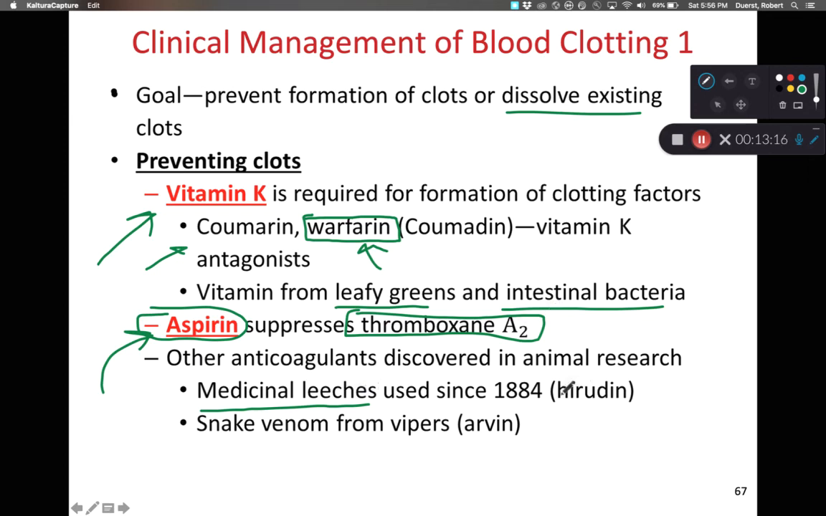But back in 1884, it was found that leeches actually do a really good job of removing blood clots from tissues that you don't want the blood clots in. And we think of a leech as an organism that specializes in sucking your blood. So these organisms probably need some way to open up your blood vessel and prevent the clotting cascade from preventing the flow of blood. And these leeches will release a chemical called hirudin. And we also find that snake venom from vipers contains a chemical compound known as avarin that also prevents the coagulation cascades.